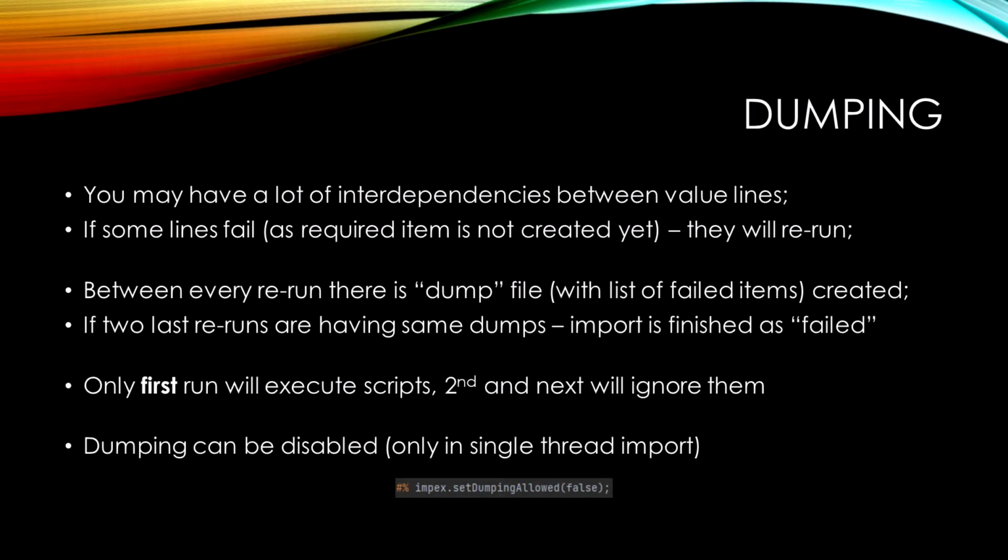In complex cases, ImpEx files are huge and have lots of interdependencies. If import is processed in the multi-threaded mode, some imports may fail, as dependencies declared earlier were not imported yet. For such cases, there is a dumping mechanism. It writes a list of failed lines and tries to import them again. If after the next run the amount of failed lines decreased, a new run for newly failed lines will happen. Once the list of failed lines is the same, import is finished as failed.